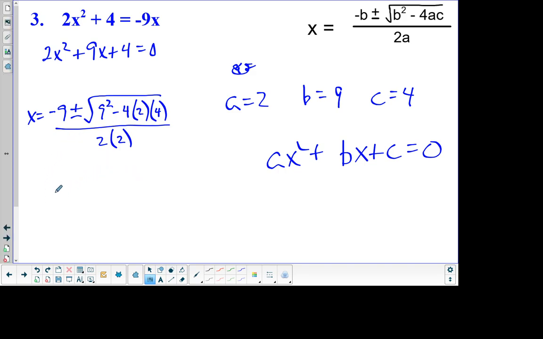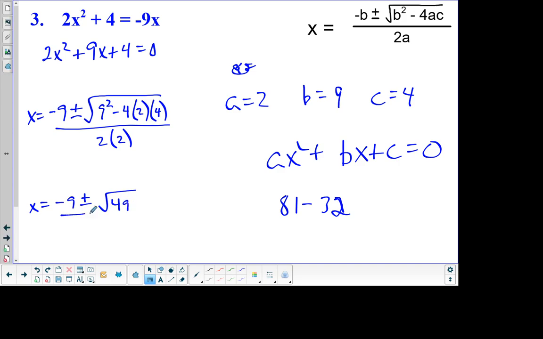Now let's simplify this all. So what do you have to do first? You first do the exponent. So 9 squared is 81, yes? So it's going to be 81 minus, and then what's 4 times 2? 8, and then 8 times 4 is 32. So it's going to be minus 32. And what's 81 minus 32? 49. That worked out nicely.